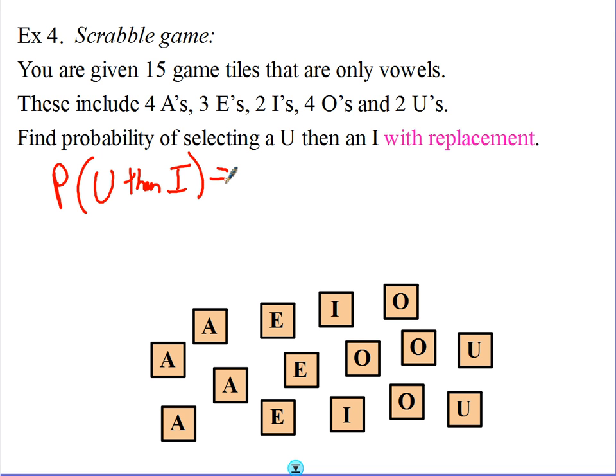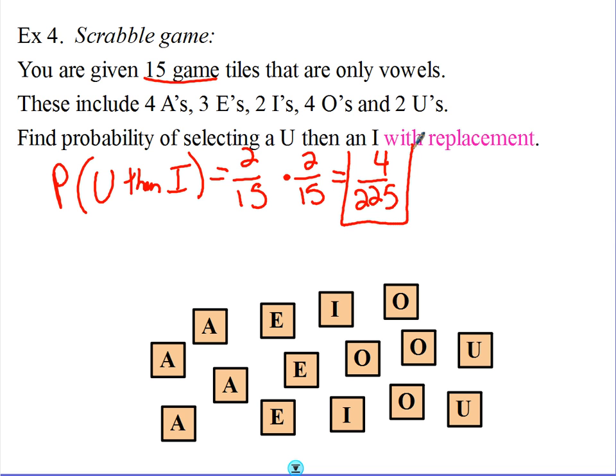Probability of picking out a U. The total amount of U's I have is 2, and how many game tiles we have in total is 15. I'm going to multiply it by the probability of picking out an I. There are going to be 2 I's out of 15 because we're replacing. We multiply them, I get 4 over 225. Cannot reduce that, so the probability of picking U and then I with replacement is 4 over 225.